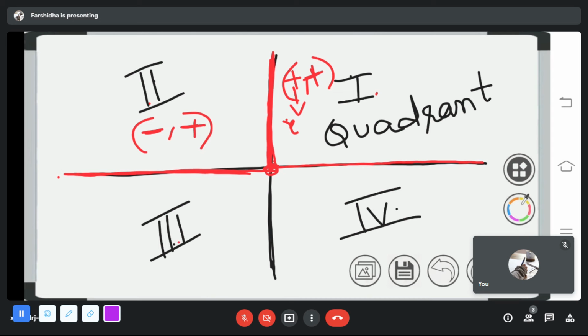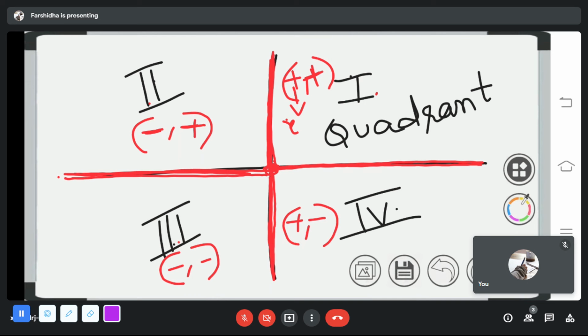Come to the third quadrant. Take the x-axis first. X-axis is negative. And the y-axis is also negative. So negative, negative is the sign of the third quadrant. Now the last quadrant, the fourth quadrant. Take the x-axis first. X is positive. Now y is negative. So these are the signs of each quadrant. First quadrant is having positive, positive. Second quadrant, negative, positive. Third quadrant, negative, negative. And your fourth quadrant will be having positive, negative.